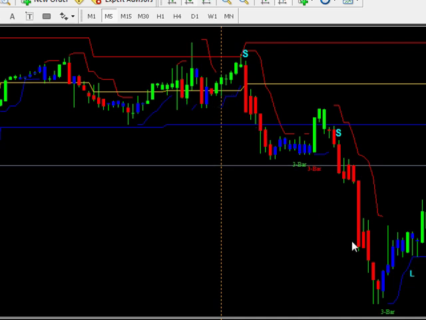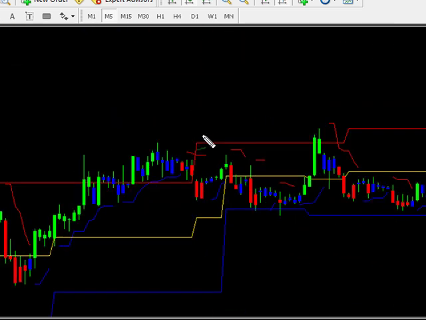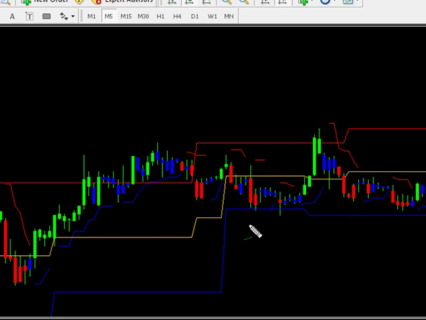Or it could be the same with support. Let's go ahead and take a look at an example for support. Okay, so here we are. Let's focus on this example right here. Now, all trades are not this clean. I have to let you know that they're not all this clean.